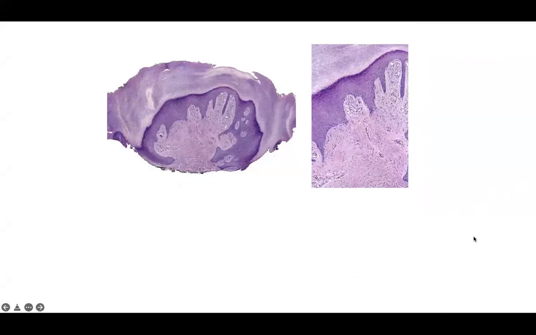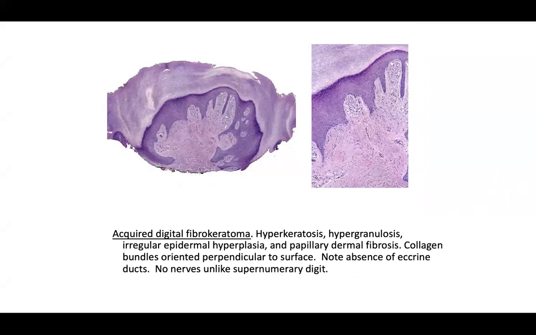What's your differential diagnosis? So we just talked about a supernumerary digit. Now we're dealing with an acral acquired digital fibrokeratoma. So this looks very similar. You've got hyperkeratosis, you've got irregular epidermal hyperplasia and papillary dermal fibrosis. The collagen bundles are oriented perpendicular to the surface, but there are no eccrine ducts, there are no nerves. This is an acquired digital fibrokeratoma. You will be expected to be able to diagnose this on a snapshot image.